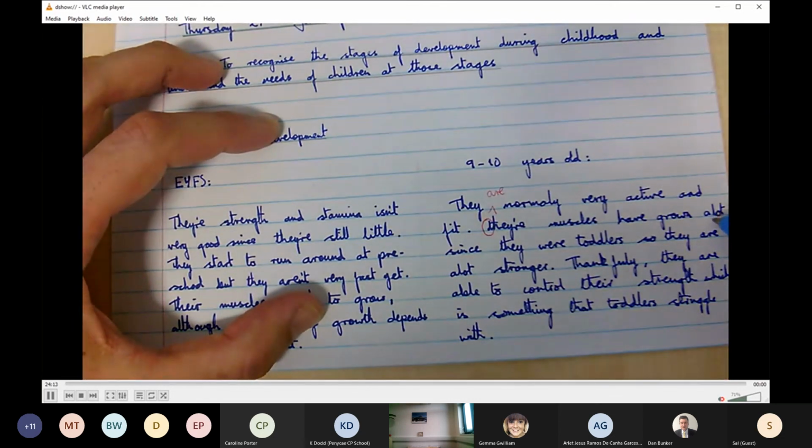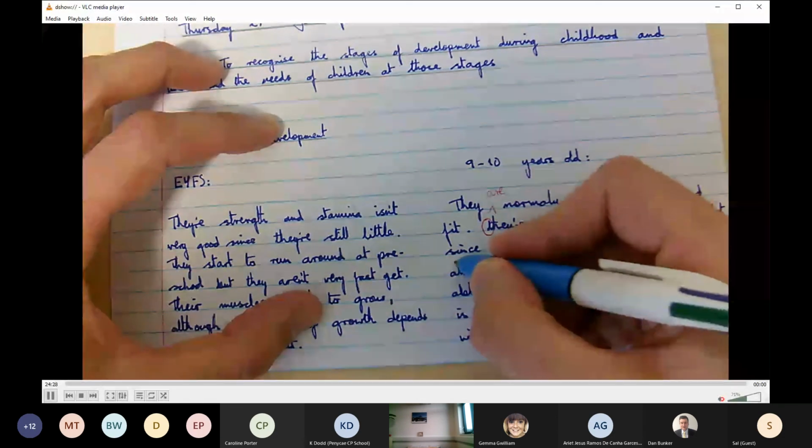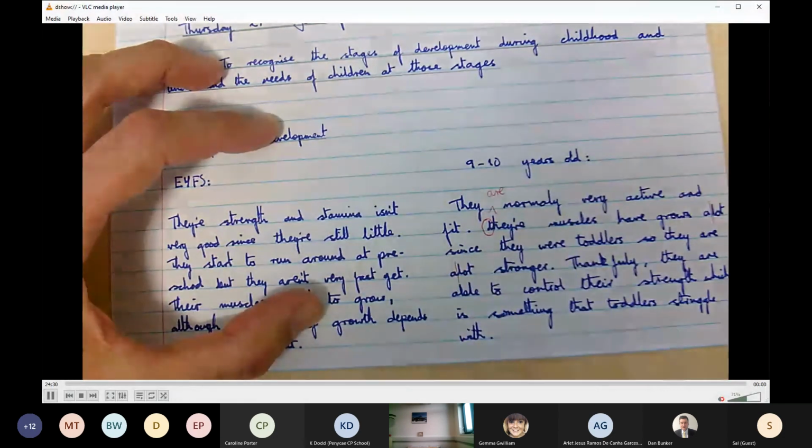Their muscles have grown a lot. Oh, this is an error that I tended to make a lot when I was younger. For years I thought that a lot was one word, but of course that is two separate words there. A lot since they were toddlers, so they are. There we go. There's another example. They are a lot stronger.